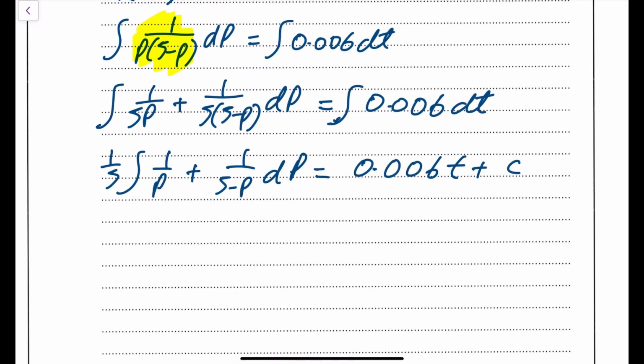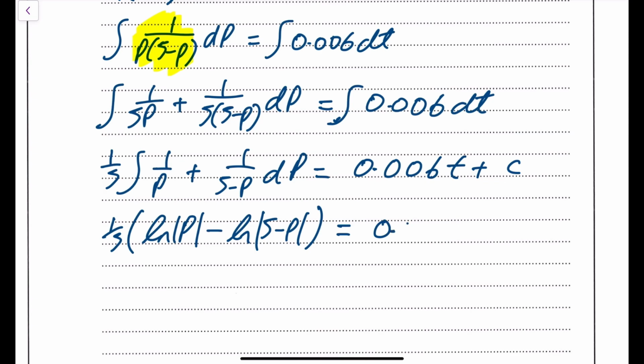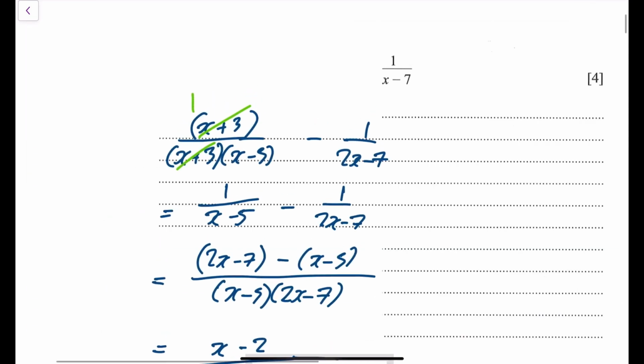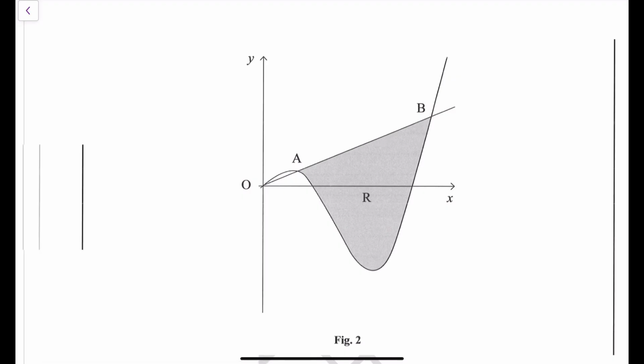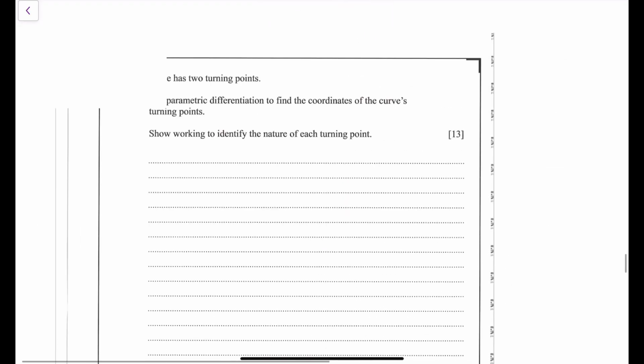If I integrate my left-hand side, then I'll get 1 over 5 times ln of P minus ln of 5 minus P. They both should be modulus strictly, and then is equal to 0.006t plus c. Now where have I gone to here? I've scooted back to the very start of the paper. Apologies, bear with me.